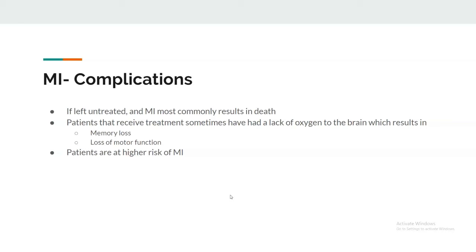So, some complications. If left untreated, it most commonly results in death. If your heart isn't receiving an adequate supply of blood and can't pump blood to the rest of your body effectively because it's not working, you're probably going to die because your brain is not going to get the oxygen it needs. And because during this disease patients have a lack of oxygen to the brain, it can result in memory loss or a loss of general motor, we call it macromotor, or fine motor functions.